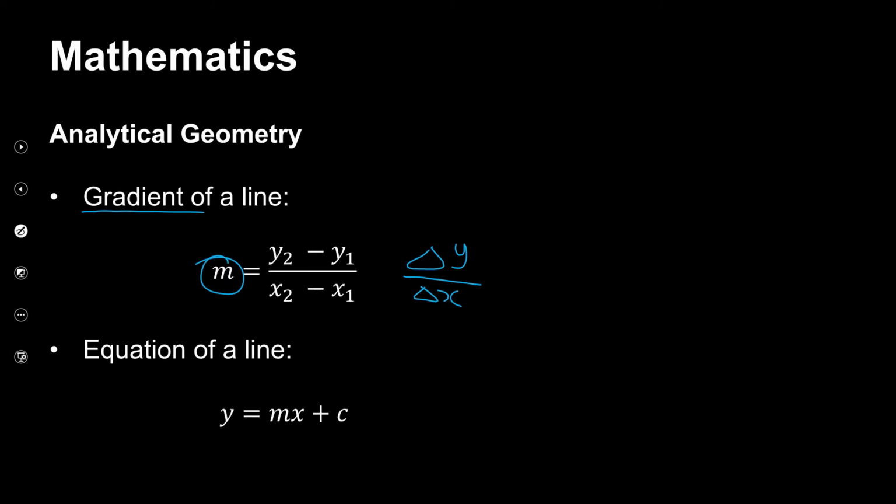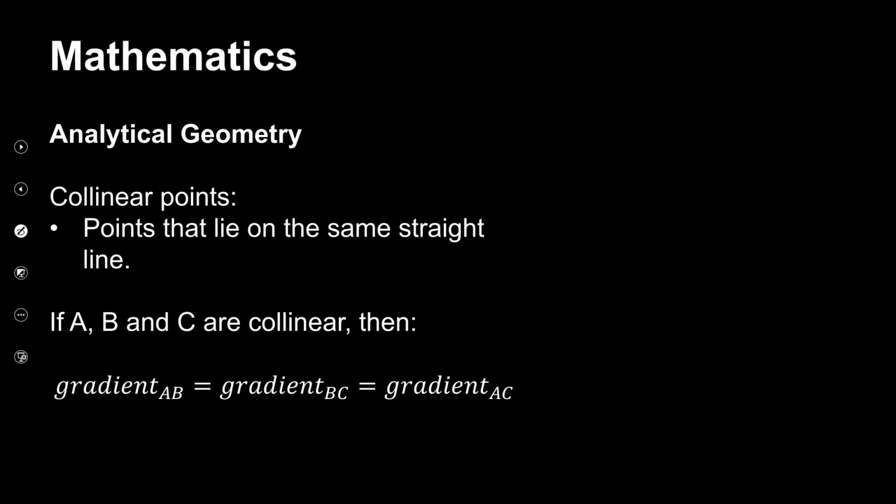Then lastly, we have what we call the equation of a line. And with the equation of a line, remember the m is our gradient, and then the c there will be what we call the y-intercept. And at the y-intercept is when our x value is equal to 0. Some concept of functions there that I'm sure by now you still remember.